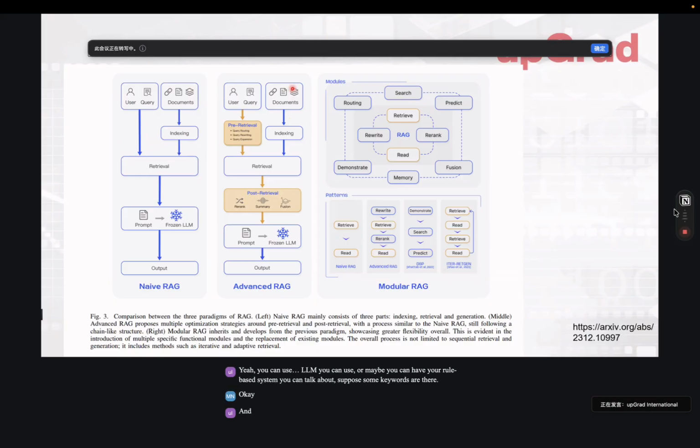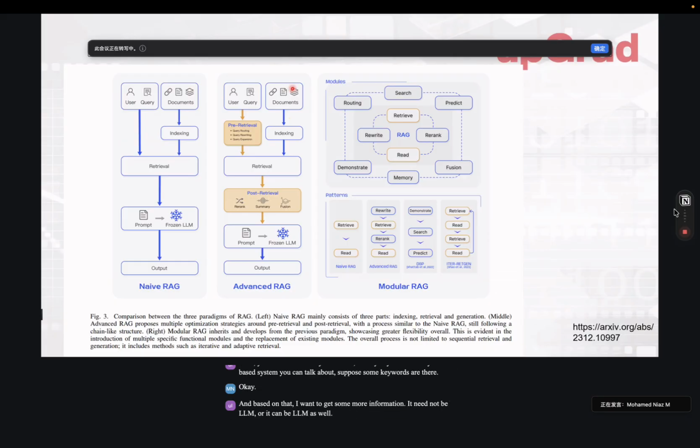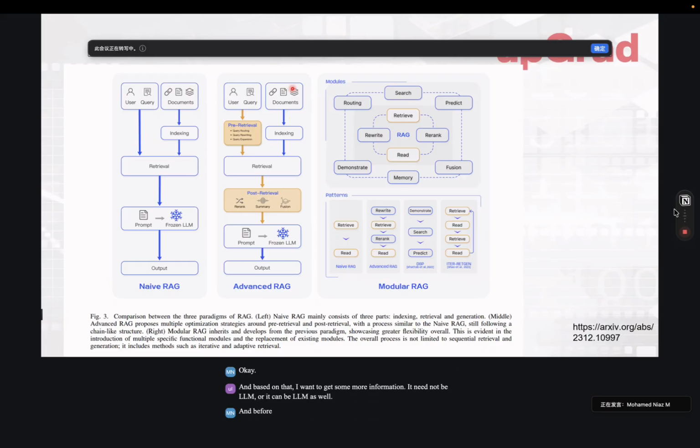Okay. And based on that, I want to get some more information. It need not be LLM, or it can be LLM as well. And before presenting it to the frozen LLM, again, it does a re-ranking, summary, and fusion. And there also, it could be either rule-based or LLM-based. Traditional system or LLM-based, yes.